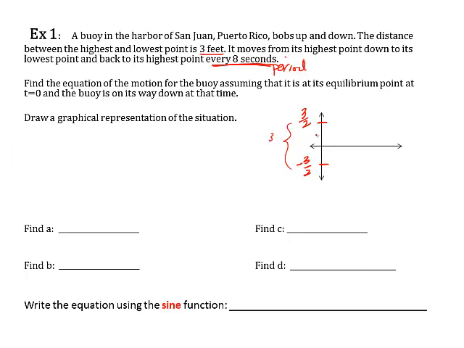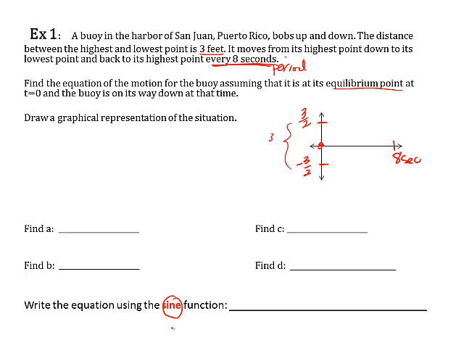Okay. Distance every 8 seconds. So 8 seconds is my time of the period. Okay. Find the equation of the motion for the buoy, assuming that it's at equilibrium point, that's 0, at time equals 0, so it starts at 0, 0, and the buoy is on its way down at the time. Now, what am I looking for? Well, look at the bottom.